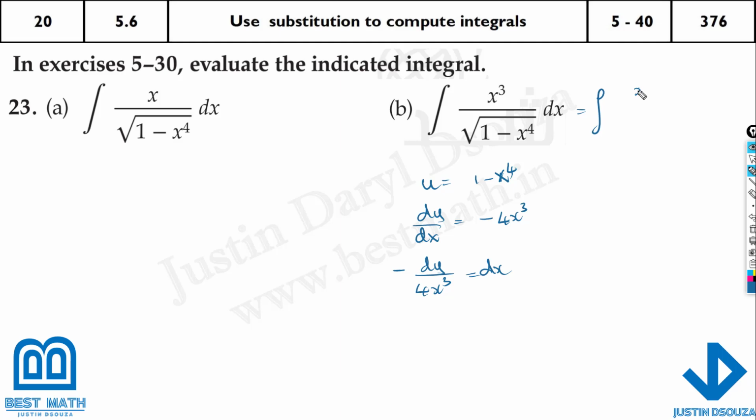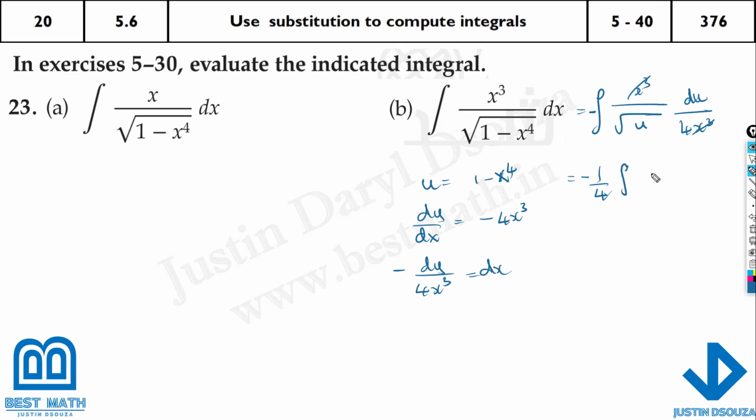It's going to be x cubed as it is. Whatever is inside the square root is u. And what is dx? It's du divided by minus 4x cubed. There's a minus sign, which I'm going to write outside the integral. Then cancel this off, so you're remaining with minus 1/4. I'm going to write this out.